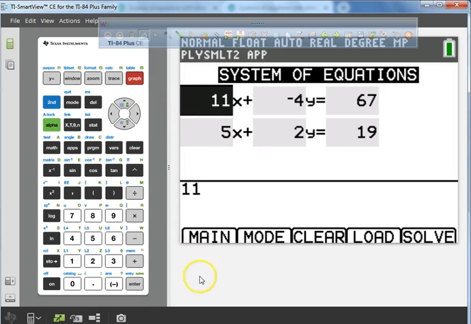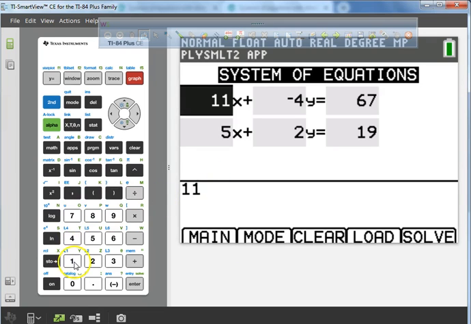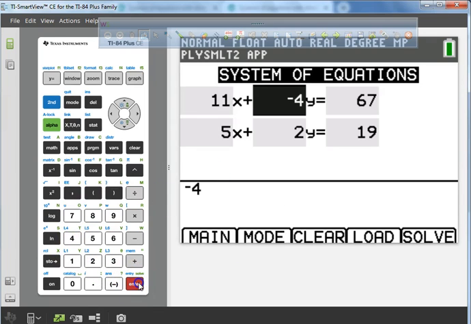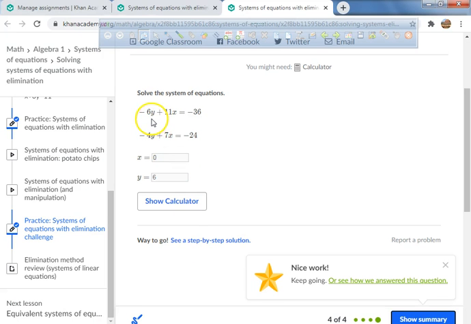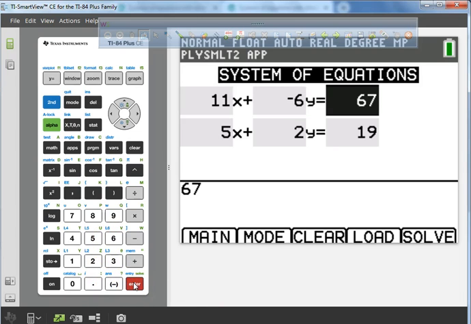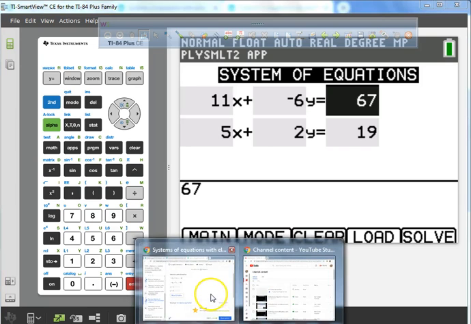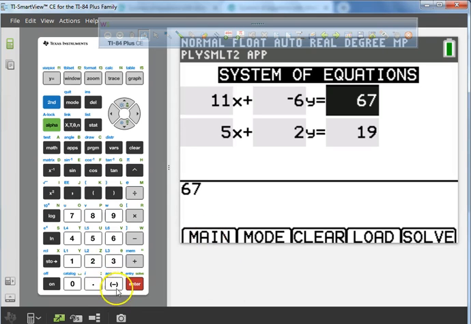Do you see where it has, what's my x value in this one? 11? Okay, so here we go. Right here, I'm just going to type in an 11 and press enter. Now over here, what was our y value for this one? Negative 6. Okay, I'll just type it in. Negative 6. Enter. And what was it equal to? Negative 36. Okie dokie. Negative 36. Boom.